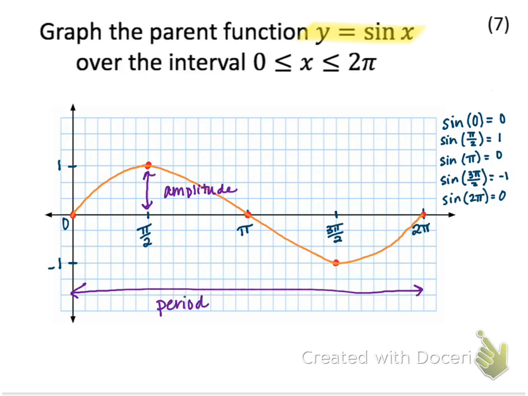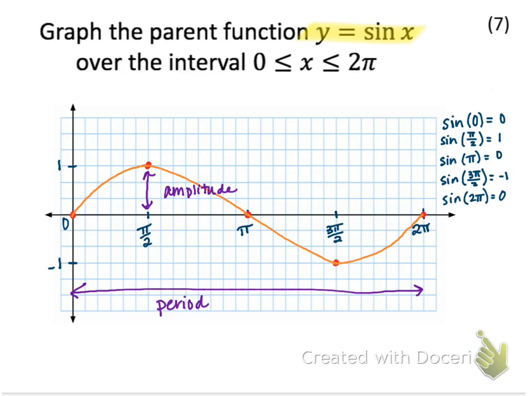If we were to extend our graph, we would continue seeing this waving motion, and our period is how long one wave is. With the sine curve, we see that it starts at 0, heads up to 1, turns, comes down to negative 1, and then back up to 0. That'll be one wave for the sine curve.